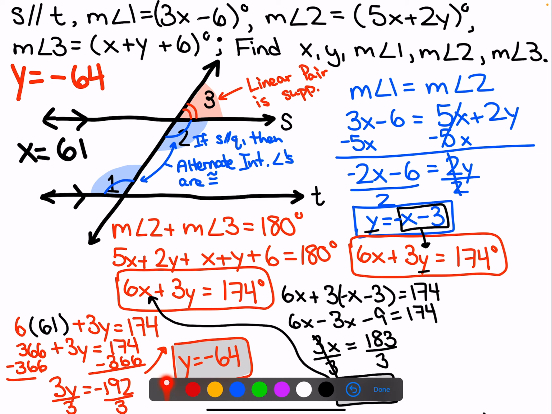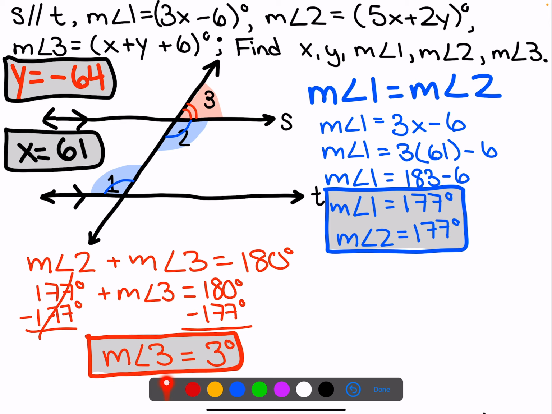Now that I have x and y, I can plug it back into each angle and find the measure. So, plugging in for the measure of angle 1, we have 3x minus 6. Well, that will give me 3 times 61 minus 6, which is 183 minus 6, giving us 177 degrees. Angle 1 and angle 2 are congruent because they're alternate interior angles, so angle 2 is also 177 degrees. Lastly, angle 2 and angle 3 are supplementary. If angle 2 is 177 degrees, means angle 3 will be equal to 3 degrees.